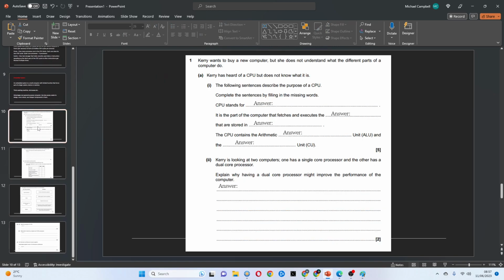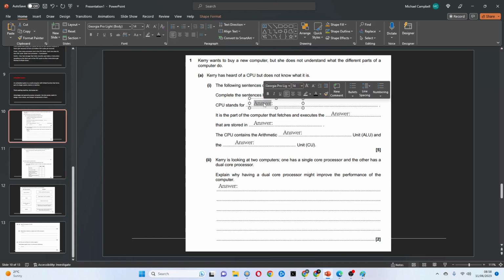So let's go through it. I went through the last 5 exams and found the questions that were on these in the real exams, okay? So you can read this out. I'm not going to, I'll read it very quickly. So she doesn't understand what different parts of a computer do, so basically fill in the blanks. So CPU obviously stands for Central Processing Unit.